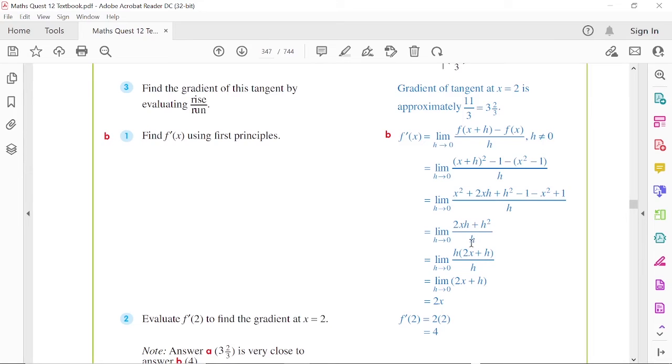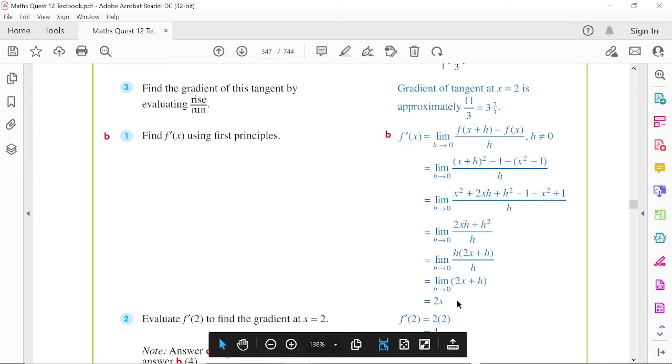But of course we still don't want to just directly substitute the h because we've still got the h on the bottom. So we take out the factor of h, which is common to both these terms, and then we can cancel it out. And so what we're left with then is the limit of 2x plus h as h approaches 0. Then we can just substitute 0 in place of the h, and we're left with 2x.